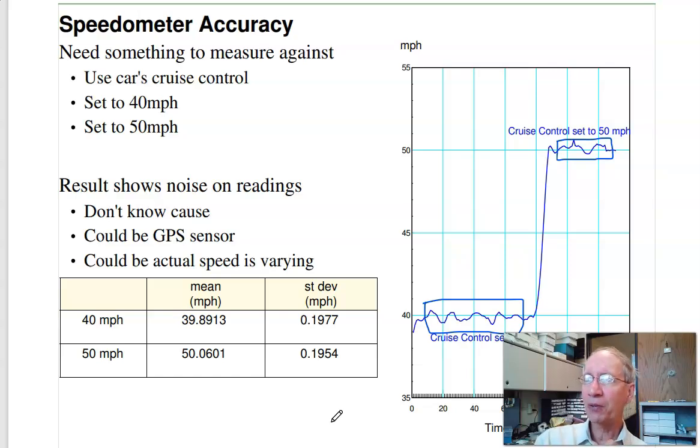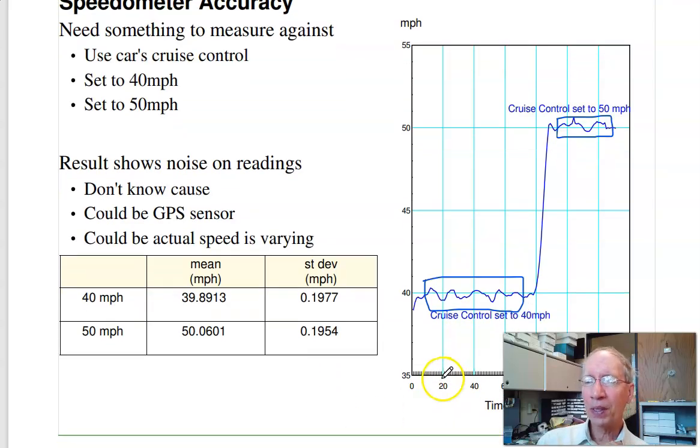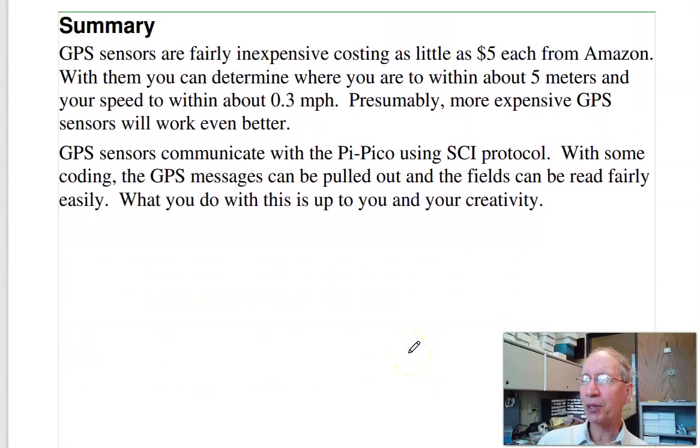It could be my cruise control is dead on and the sensor has noise. It could be a combination of the two. I really don't know. All I know is that this is what the recording data was. The recording has a standard deviation of 0.19, going plus or minus 1.6 standard deviations. I have a speed that's good to about 0.3 miles an hour. Again, whether that's the actual speed or measured speed or both, I don't know. But the net result is I have a GPS speedometer.